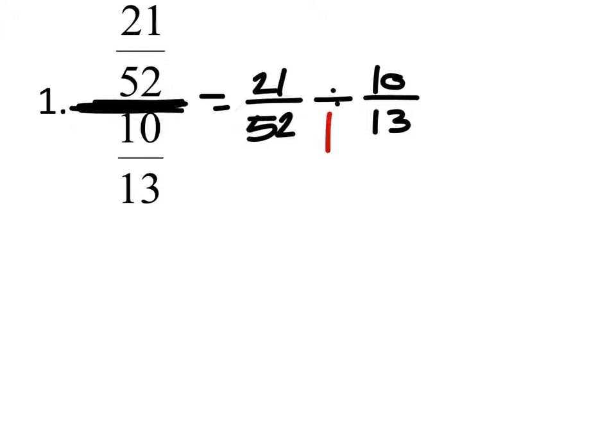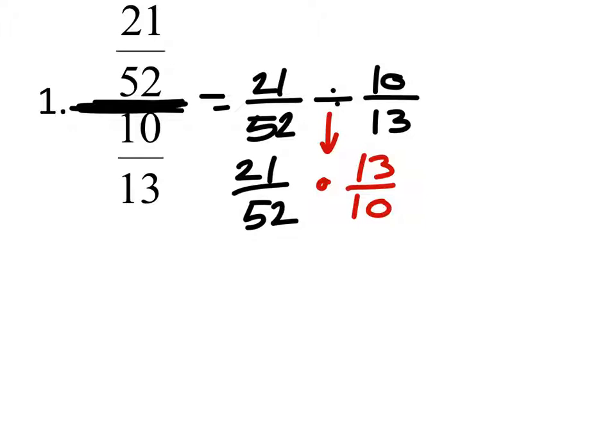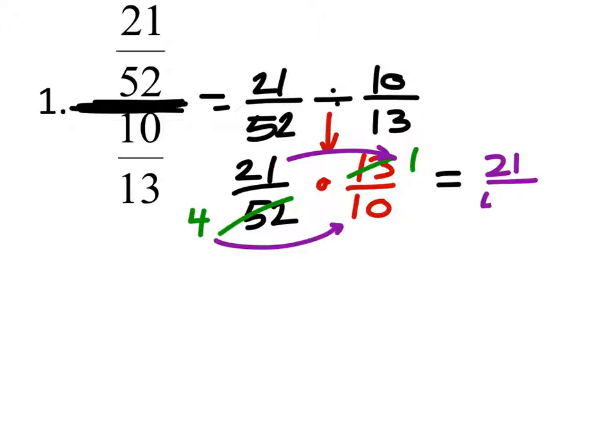So again, we would change this to multiplication, and I would flip the fraction, 13 tenths. So I got 21 over 52 times 13 tenths. Yeah, let's do that. 52 and 13, that should simplify into 4 and the 1 there. Well, that should make it a little bit easier. 21 times 1 is 21. 4 times 10 is 40. There it is. So you see, again, this is just a different format for dividing fractions.